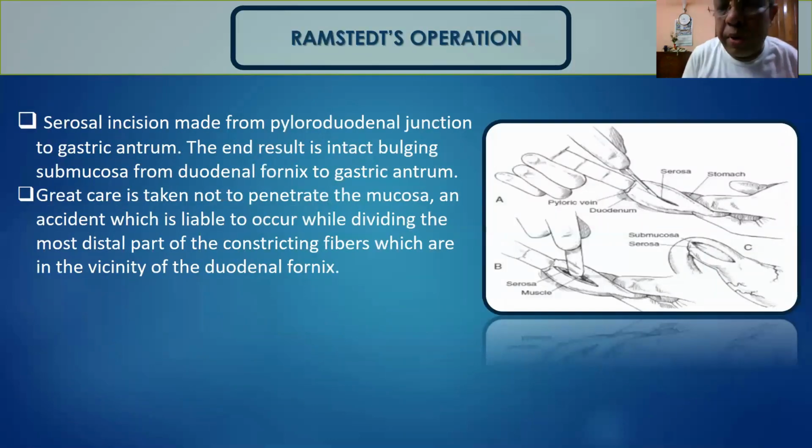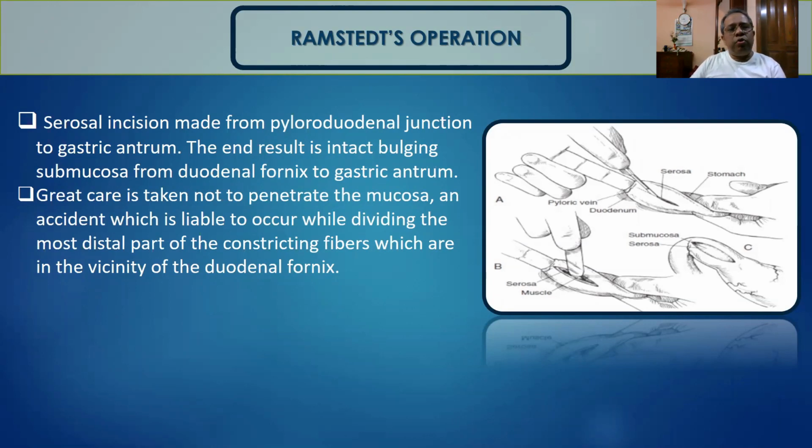What about Ramstedt's operation? Look at the picture there. A serosal incision is made from the pyloroduodenal junction to the gastric antrum. The end result is intact bulging submucosa from the duodenal fornix to the gastric antrum. Great care is taken not to penetrate the mucosa. If you penetrate the mucosa, there is a perforation. So be careful about it.